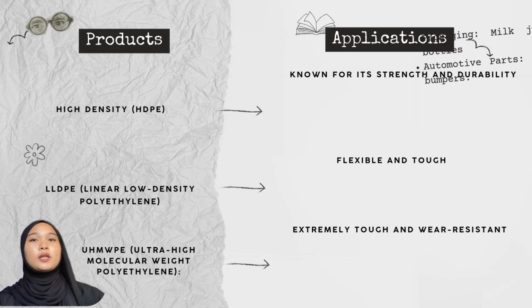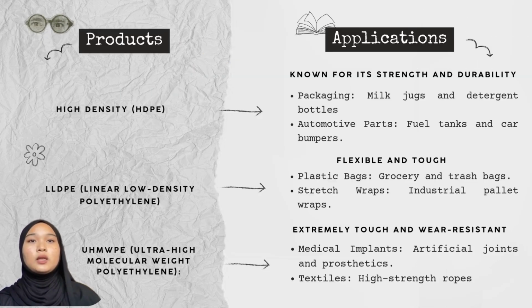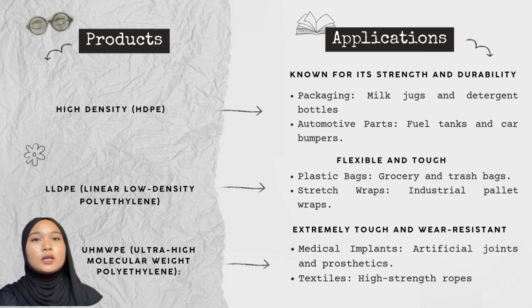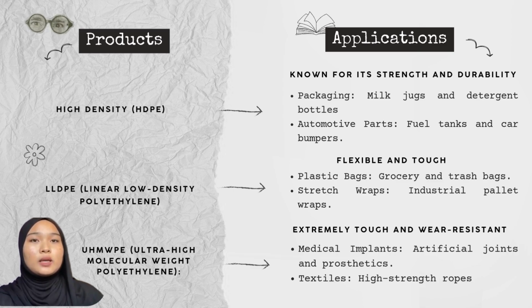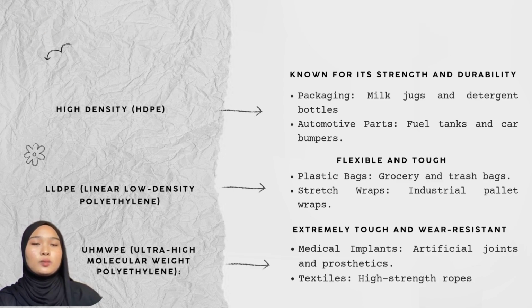For products and applications, the first one is HDPE, which is valued for its strength and durability. It's used in packaging like milk jugs and detergent bottles. The second one is LLDPE, which is both flexible and tough. It's ideal for plastic bags, including grocery and trash bags. The last one is UHMWPE, which is extremely tough and wear resistant. It's used in medical implants such as artificial joints and prostheses.